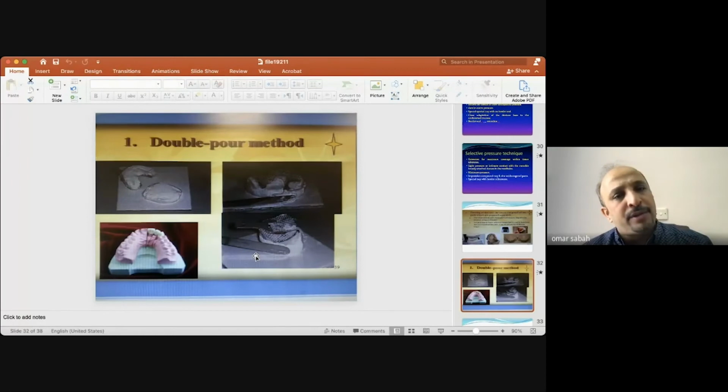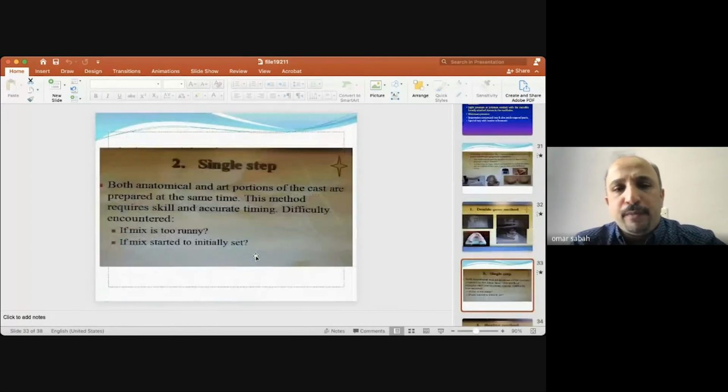The technique that I use is a good way to take impressions, and finally I get a good impression to get a final result. In all these steps, if I do not make the impression in a good way, I lose all these steps. From this point of view, in the single-step technique, both the anatomical and art portions of the cast are prepared at the same time. This method requires skill and accurate timing. It is difficult if the mixing is too runny or if the mixing has started its initial set.